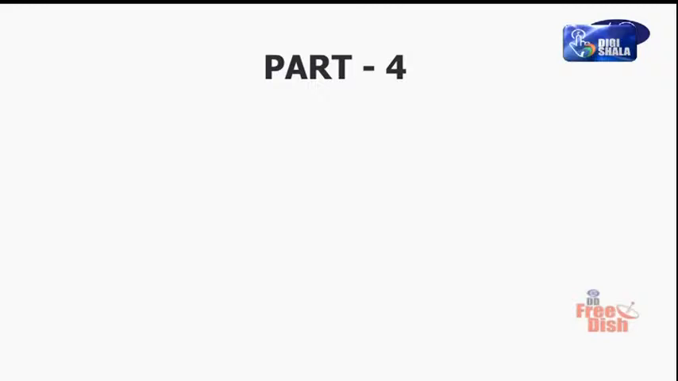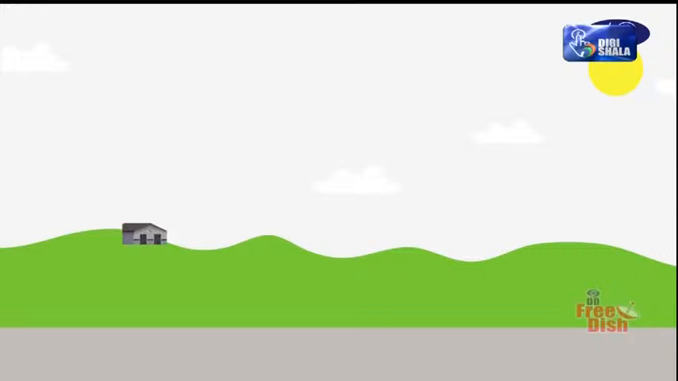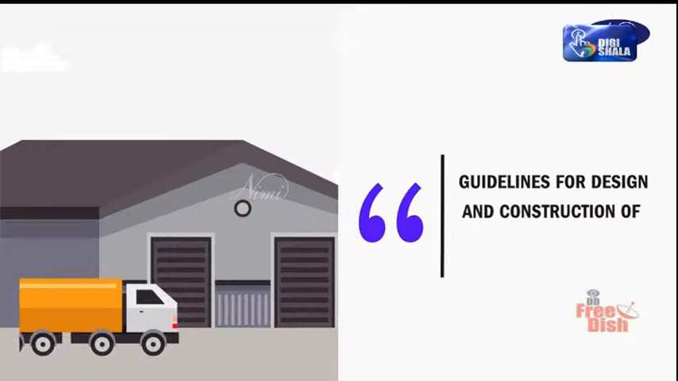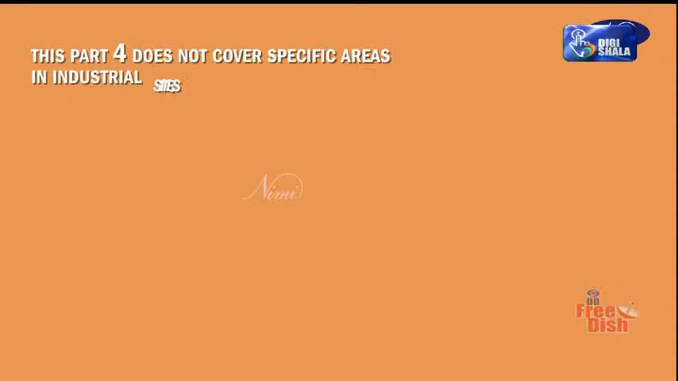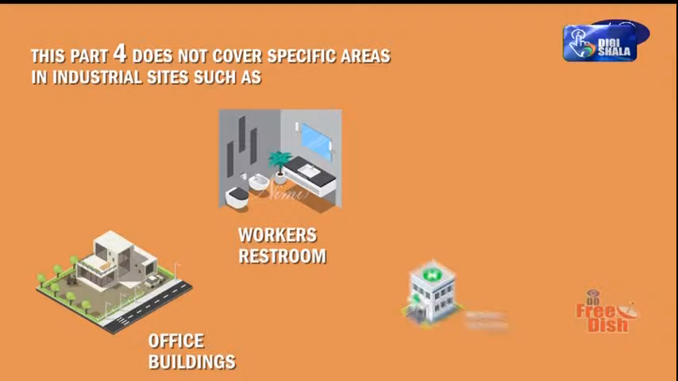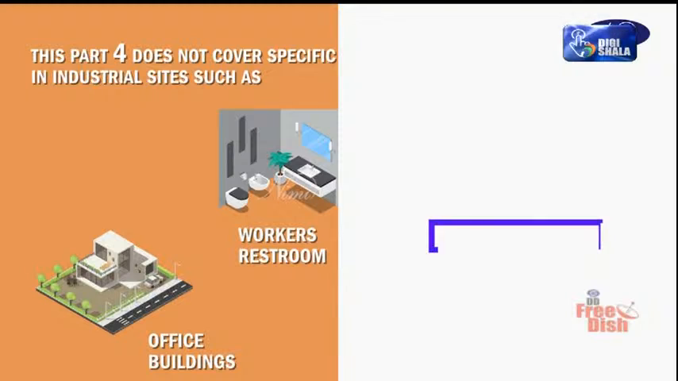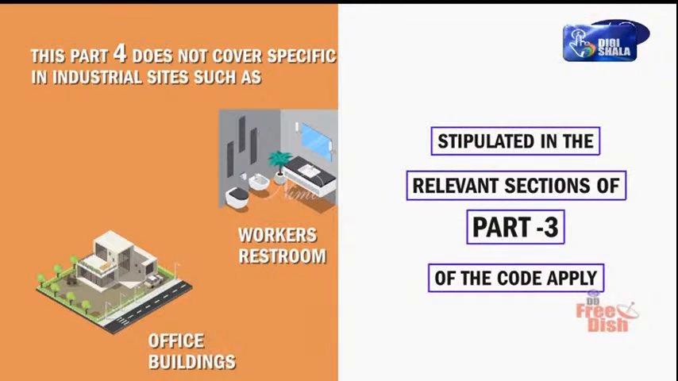Next, Part 4, electrical installations in industrial buildings. This Part 4 of the code covers the guidelines for design and construction of electrical installations in industrial buildings. Part 4 does not cover specific areas in industrial sites such as office buildings, workers' restrooms, medical facilities, canteen annexures, etc., for which requirements stipulated in the relevant sections of Part 3 of the code apply.